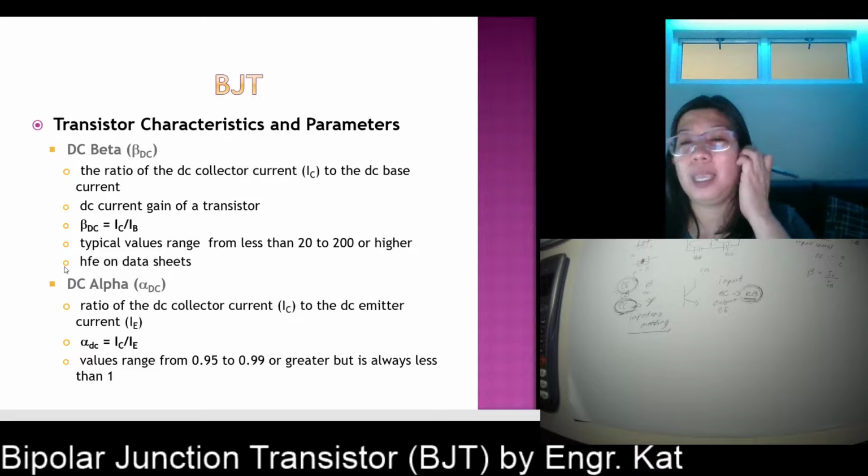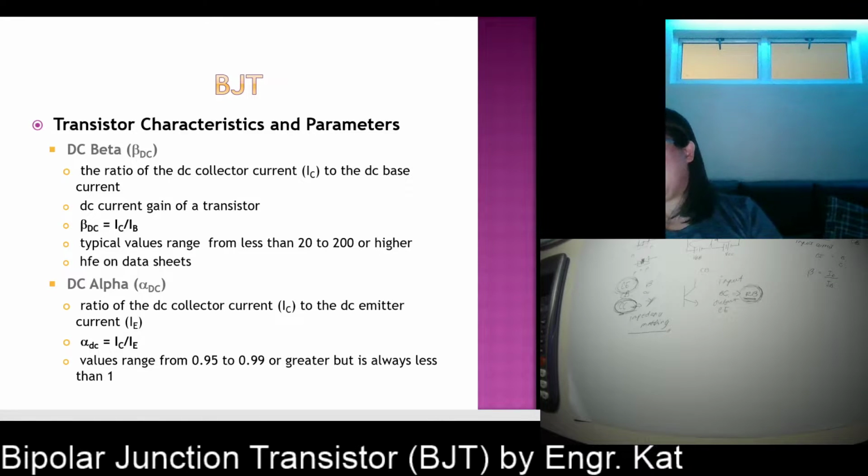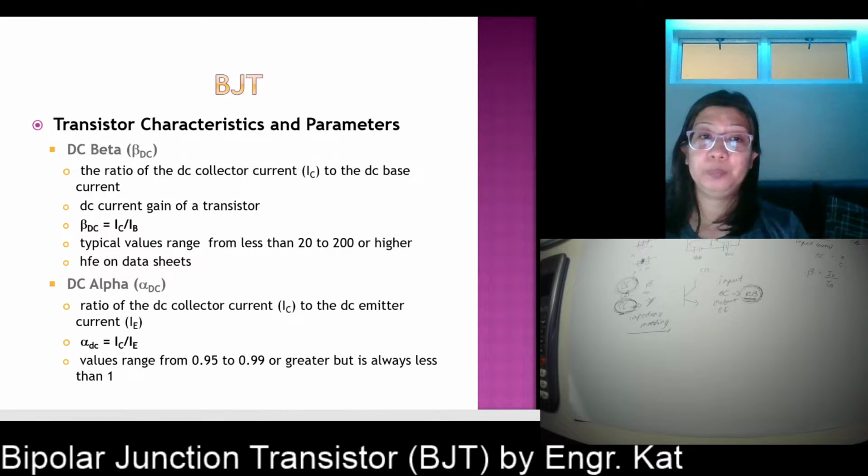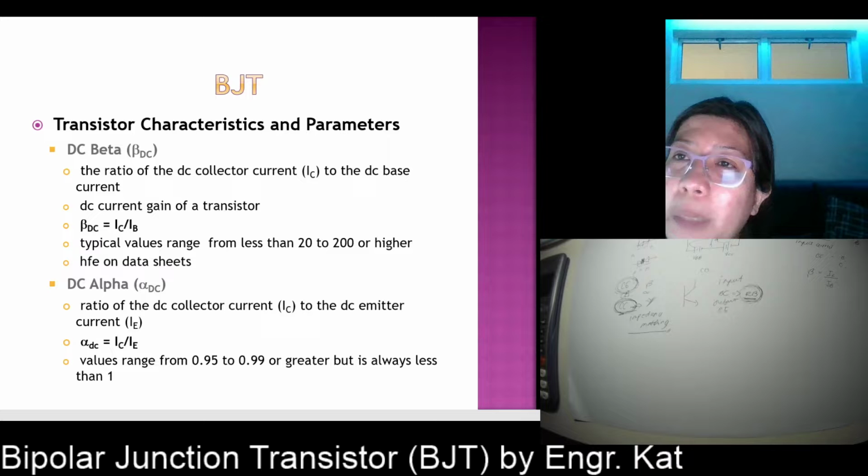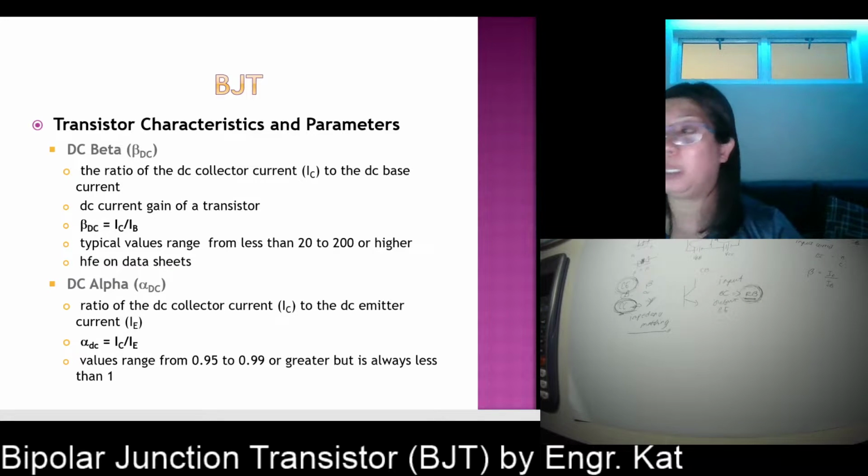This is a higher value. This one has a higher value. So its typical value ranges from less than 20 to 200 or higher. All you have to remember is when we're talking about beta, it is always greater than 1.